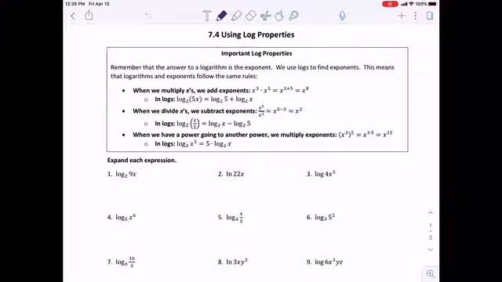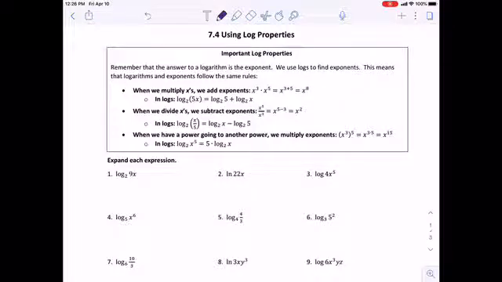All right, today we're going to be using log properties. And to understand the properties of logs, you first have to remember the properties of exponents, which I've written for you right up here at the top of the page so that you can remember what those properties are. Now remember that we use a log to find an exponent. The point of a log is to figure out what that exponent is. Because of that, logs and exponents will play by the same rules.